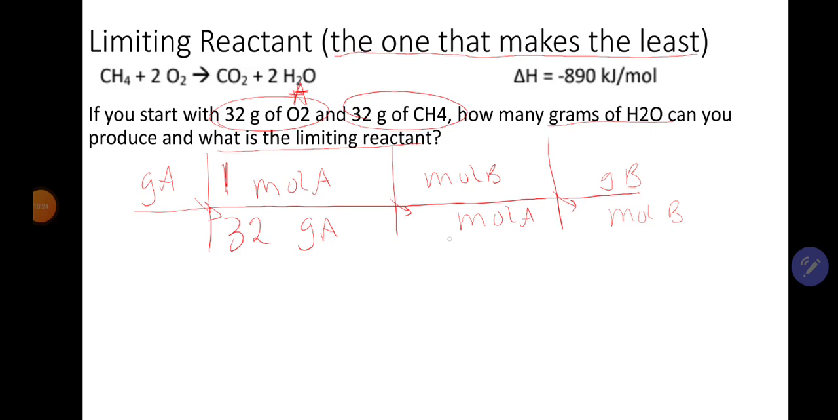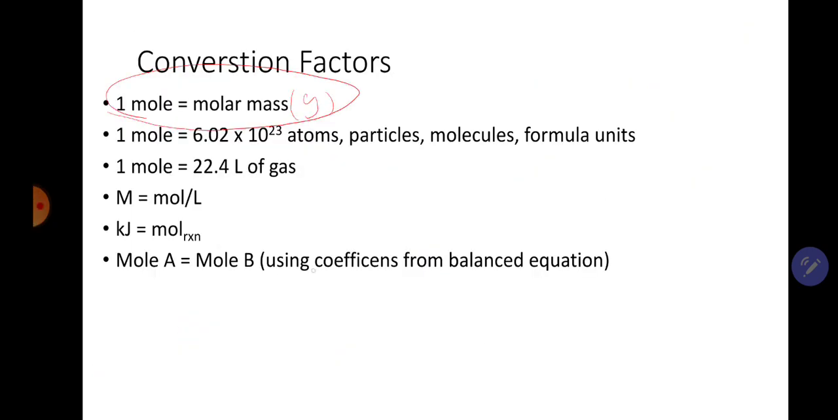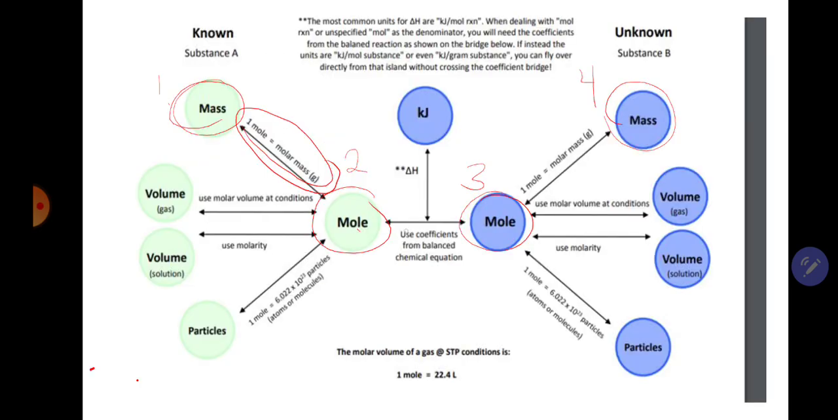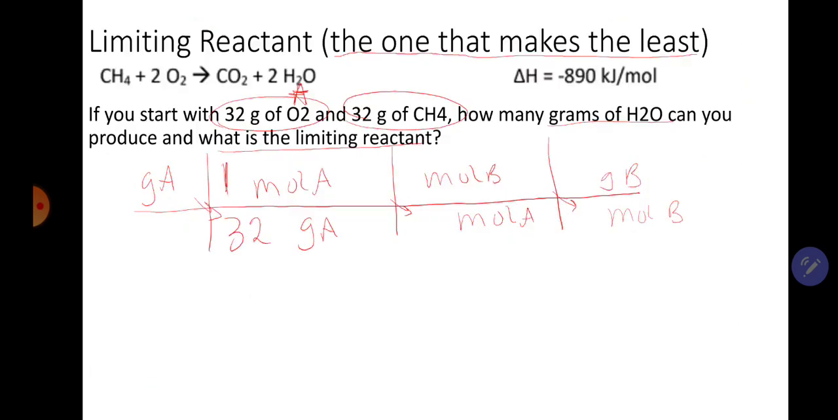If I have mole A and mole B, I'm going to be using the coefficients from the balanced equation. And that's what it tells me right here also. From box 2 to box 3, use the coefficients from the balanced equation. All right, if A is oxygen, we're going to be using 2. We want to make water, that's B. That's also 2. And again, we're going to be using 1 mole is molar mass. We said oxygen was 16. Hydrogen is 1. We have 2 of them, 16, 17, 18.